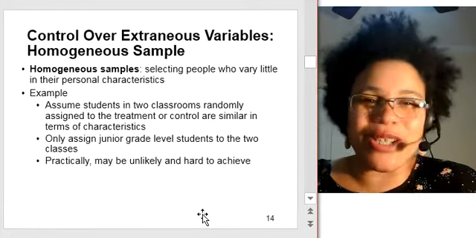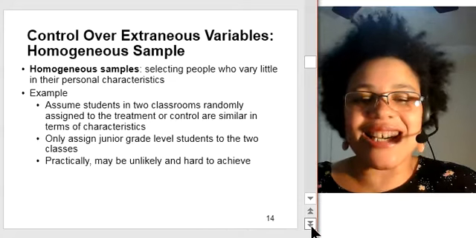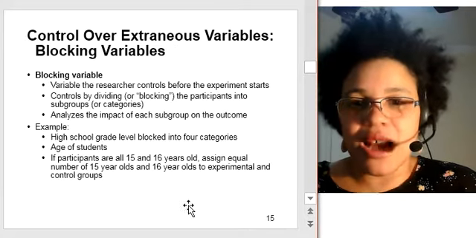But in schools, when do you ever have two classes that are so similar, right? So it's kind of hard to achieve homogeneous samples in education.